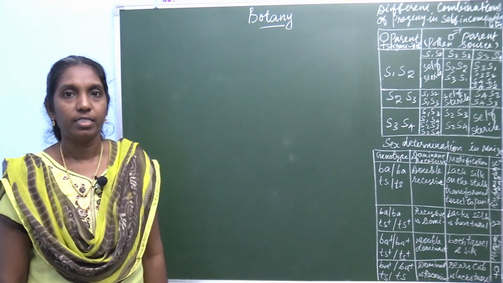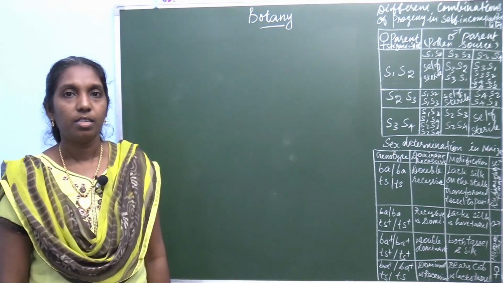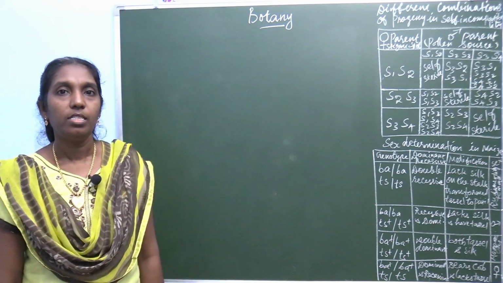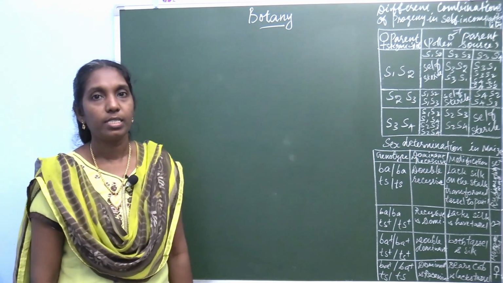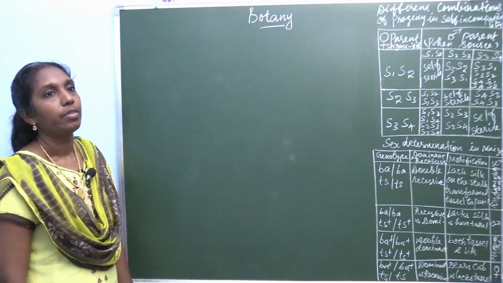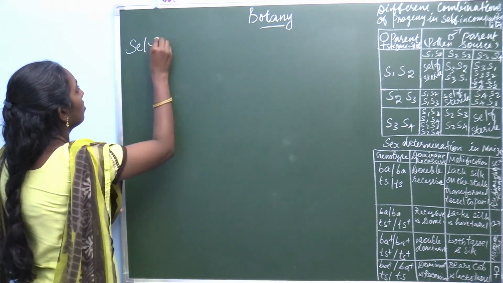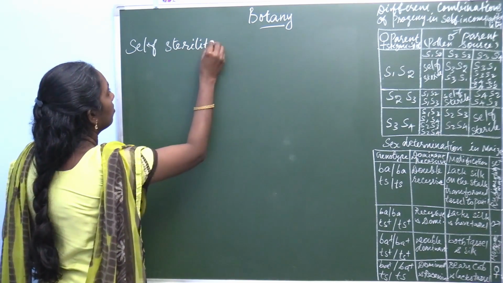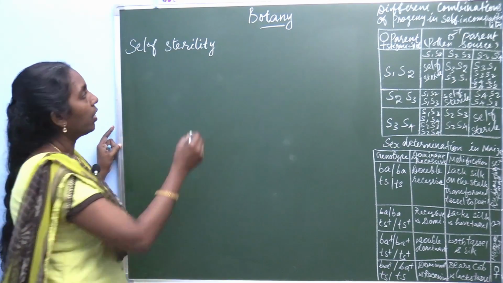Welcome to Botany class. In the previous class, we discussed crossing over in brief. In this class, we are going to discuss three different topics. Let's start from self-sterility in Nicotiana.